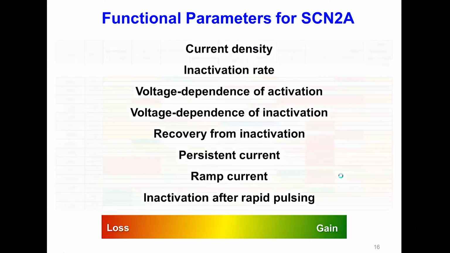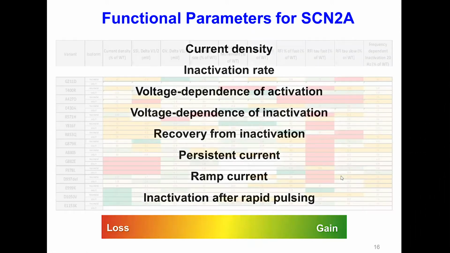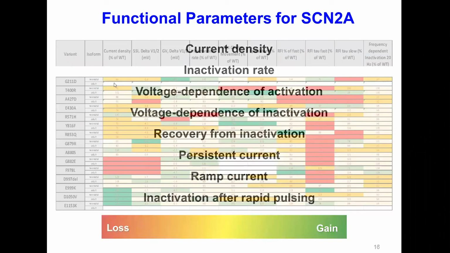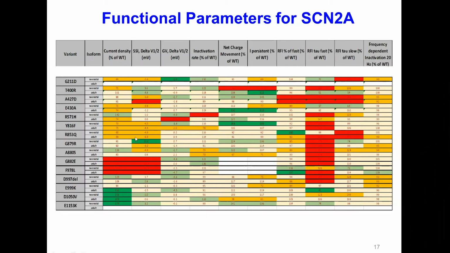And that creates what we call a heat map, where each variant is shown on a row, and some of these variants were expressed in both the neonatal and the adult isoforms, some were only in the neonatal, some are only in the adult. But for each of these variants, as you look across the rows, there are a number of columns here which reflect the different functional parameters that we measured. Current density is just the first column, but there are many others here. There's persistent current, and the rate of inactivation, the voltage dependence of inactivation and activation.